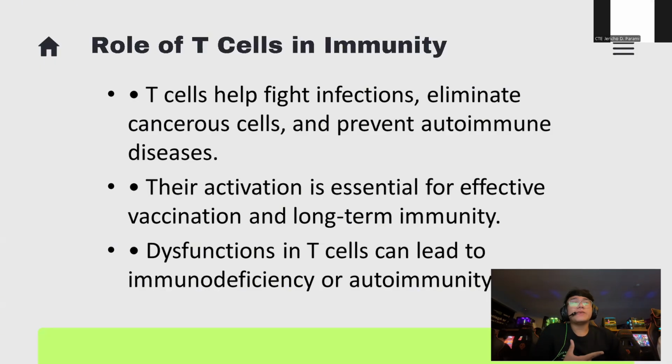For a T cell to be activated, it must recognize an antigen presented by an antigen presenting cell or the APC. Siyempre, di ba? Such as dendritic cell, macrophage, or B cell. This antigen must be processed and displayed via MHC molecules. Ano yung MHC molecules natin? We have the MHC class 1. It presents to CD8 cytotoxic T cells, as well as the MHC class 2, which presents to CD4 helper T cells.